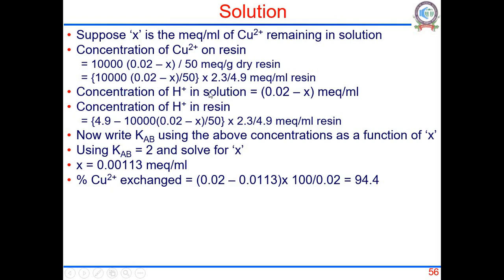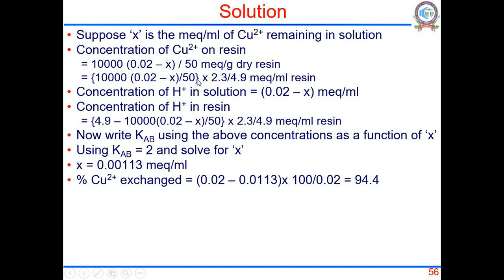Same way, the concentration of H plus ion in solution is what has come out from the resin, 0.02 minus X. Concentration of H plus ions in the resin would be 4.9, that was the capacity, minus what has come out into the solution divided by the weight of the resin that is taken, multiplied by this correction factor.